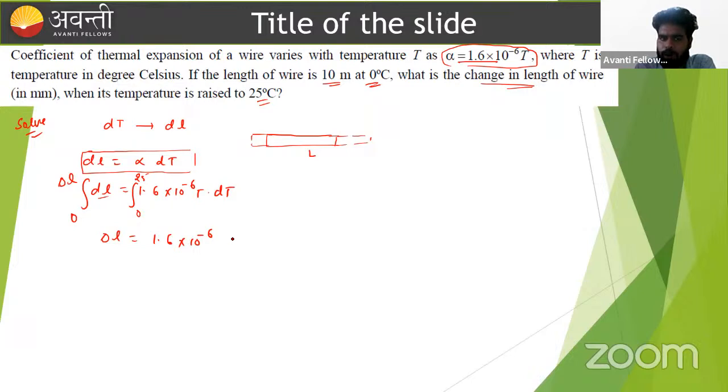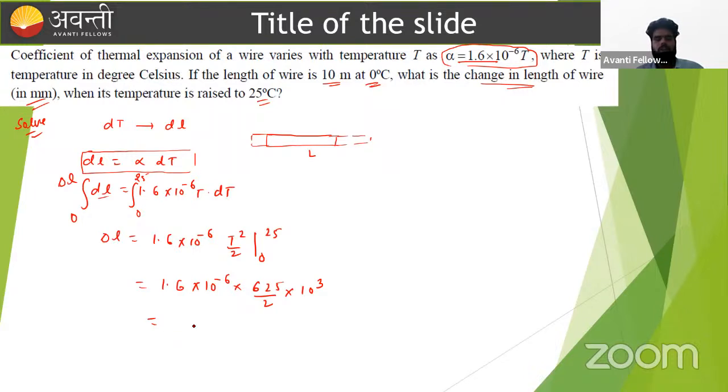If we put the value t square by 2, what is the limit? 0 to 25. Okay, so this will become 1.6 into 10 raised to power 6. This will become 625 divided over 2. So the final answer is asked in mm. This is in meter, so we have to multiply by 1000. If we solve this, we will get the required answer, and I hope the answer is nothing but 5 mm.